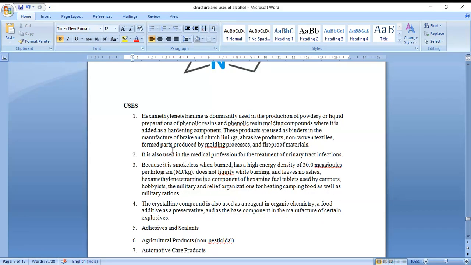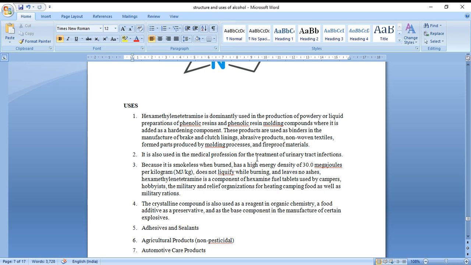Okay. So hexamethylene tetramine is dominantly used in the production of various powdery or liquid preparations of phenolic resins, and phenolic resin molding compounds, where it acts as a hardening component. Generally, in order to harden the resins as well as the phenolic resins, this can be used. And these products are also used as a binder in the manufacture of brake and clutch linings, abrasive products, non-woven textiles, parts produced by molding process, and fireproof materials.